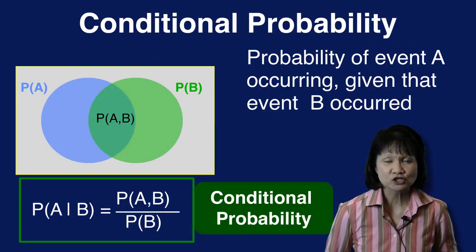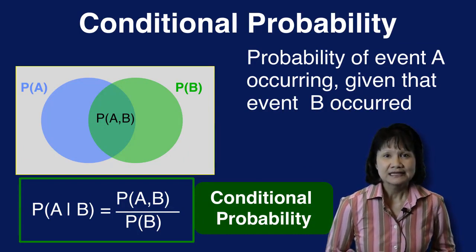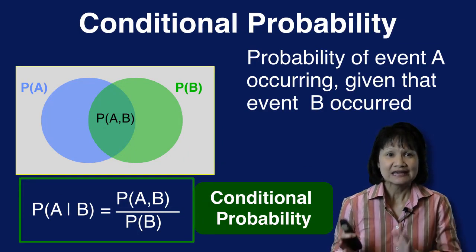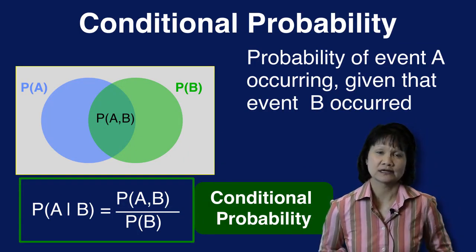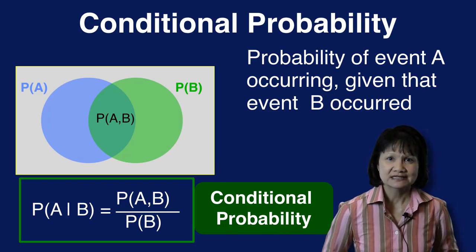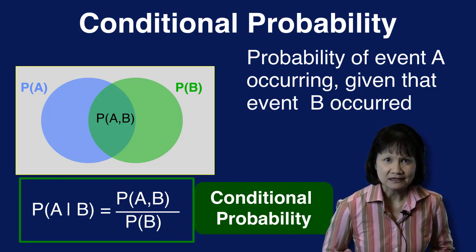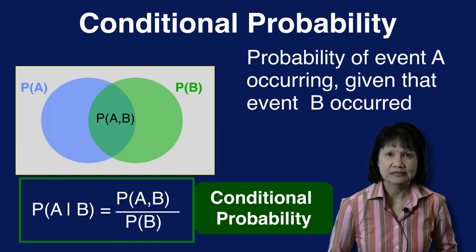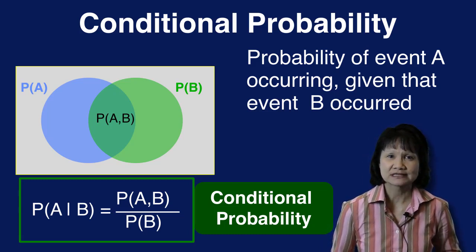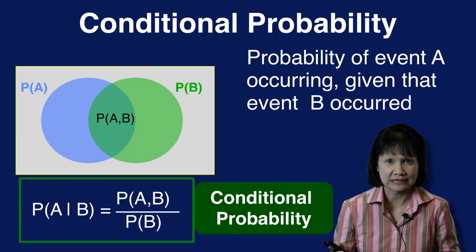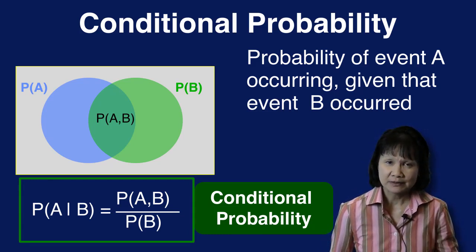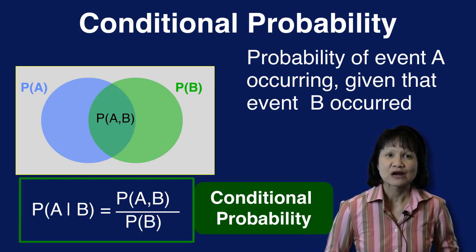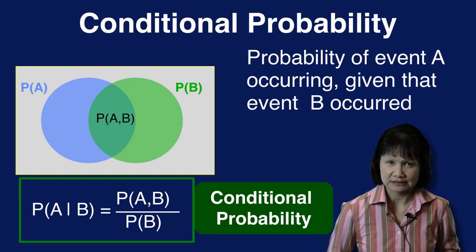This leads us to conditional probability. The conditional probability is the probability of event A occurring given that event B has already occurred. Another way to say this is that event A is conditioned on event B. The conditional probability is denoted P and in parentheses A, vertical line B, and is read as probability of A given B.